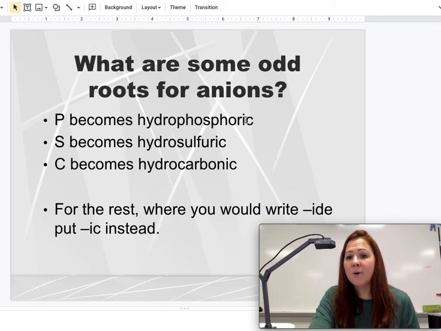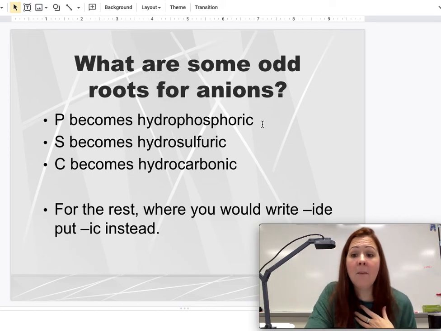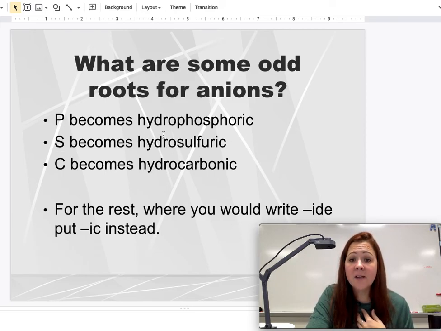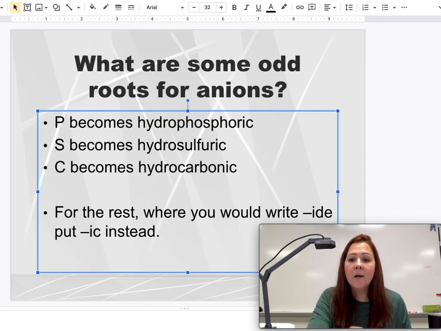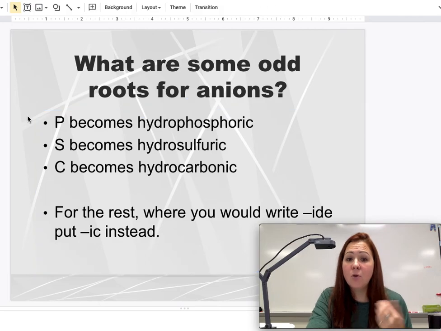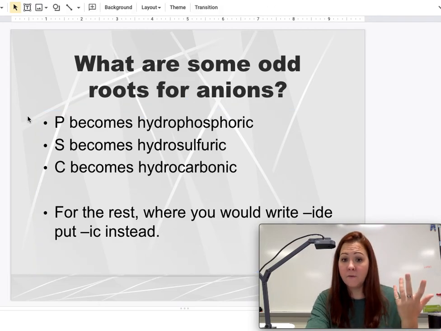Well, they put the OR in there, so it would be hydrophosphoric. If you write hydrophosphic, I'm not going to count you wrong. I need you to know that this is actually hydrophosphoric, but I will write it correctly. Sulfur is hydrosulfuric, and then carbon is hydrocarbonic. Again, it's just so it flows a little bit better. I just wanted to point that out so that you knew what I'm doing when I put down hydrosulfuric.